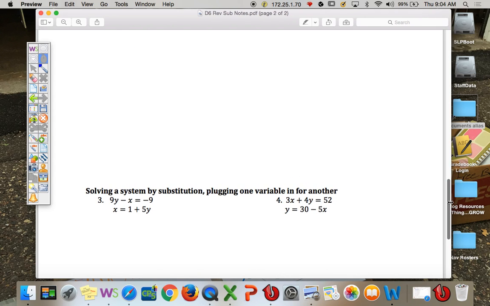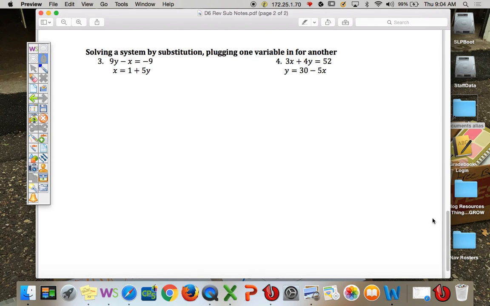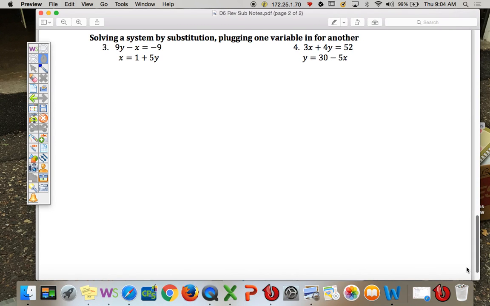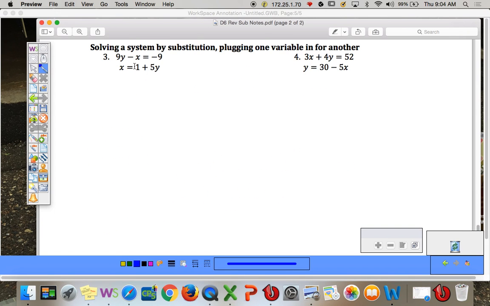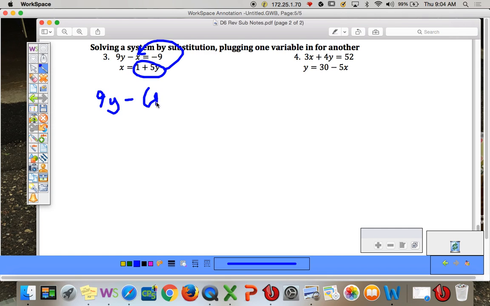All right, we also looked at can you solve a system by plugging one variable in for another. So you do this when only one variable is by itself. So if x is by itself or y is by itself in just one of the equations, you use this type of substitution. So I'm going to take this 1 plus 5y and totally replace it in for the x. So we have 9y minus, and then use parentheses when you plug in.